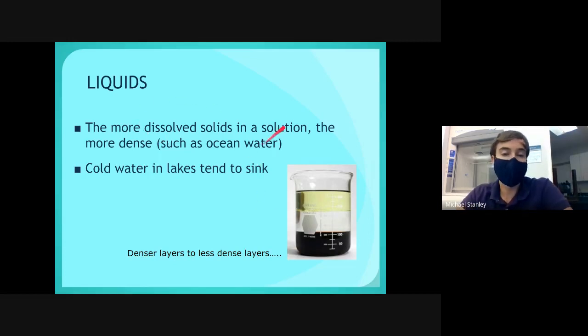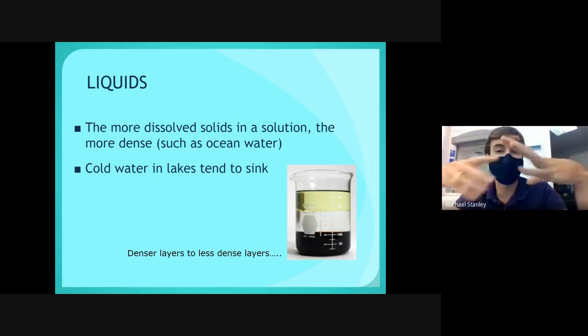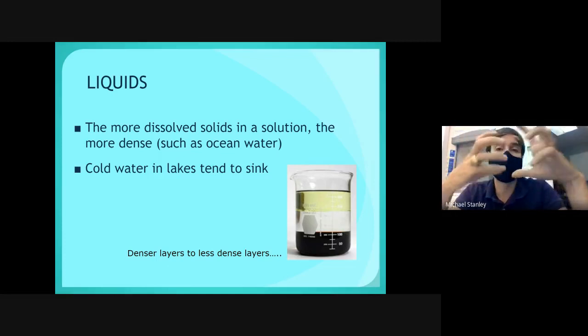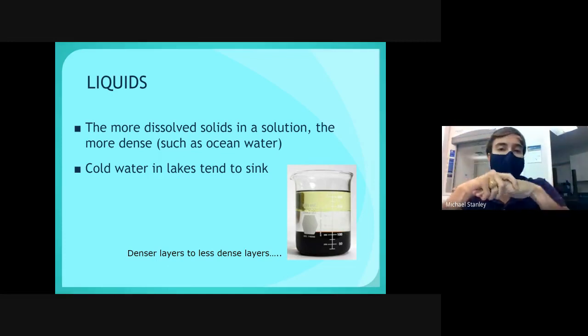The more stuff that you dissolve in a solution, the more dense it becomes. So this is why ocean water is more dense than fresh water. If you've ever been to the ocean, it's a little bit easier to float on the ocean than on the water in a lake or a pool. That's because all of the salt that's dissolved in the ocean adds to the density, adds to the compactness of all the salt and the water molecules swirling around one another. So that makes ocean water and salty water more dense than fresh water.